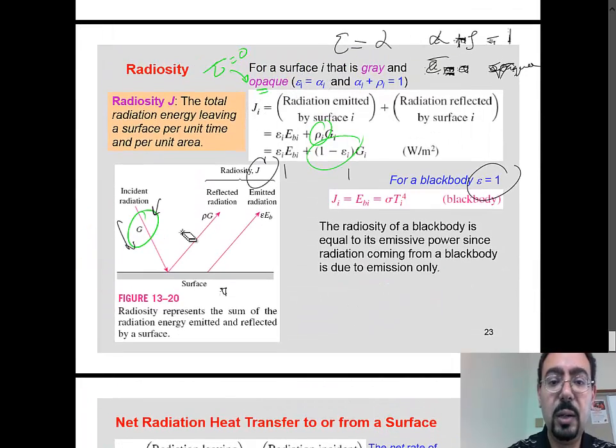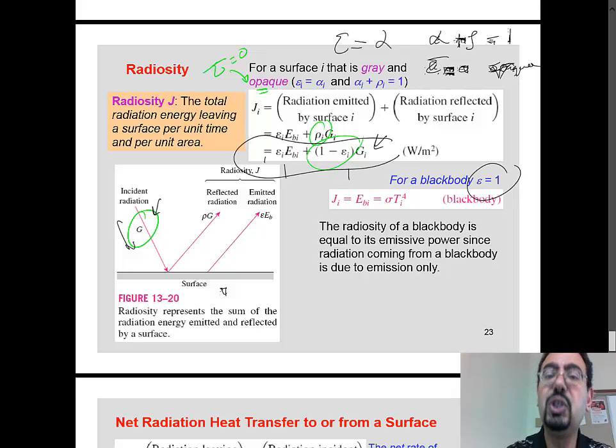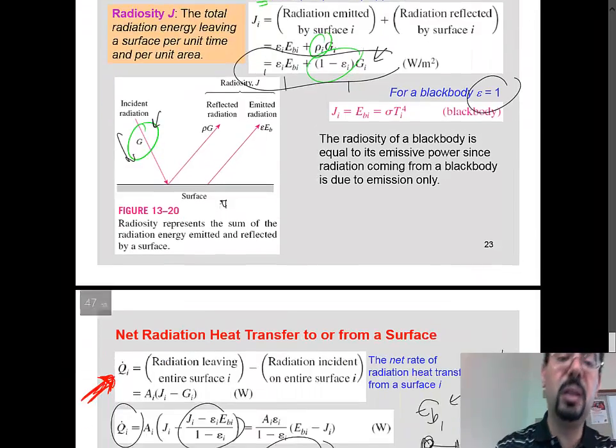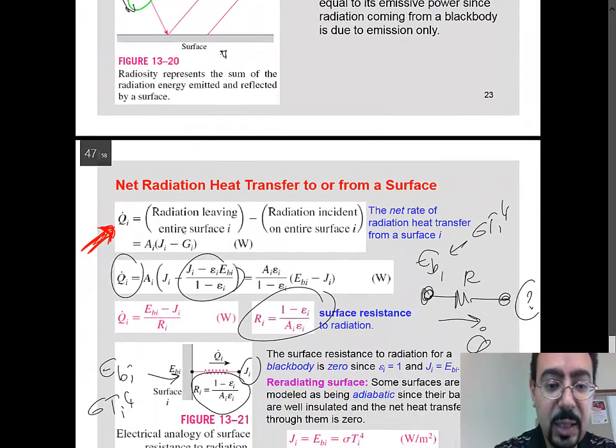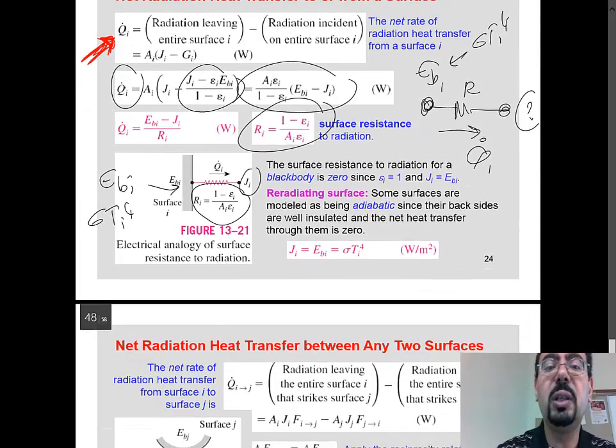If you look at here, GI, you can bring it from this equation: JI minus epsilon I EBI divided by 1 minus epsilon I. Basically, just put GI on one side, everything else on the other side, and you will get exactly this: GI is (JI minus epsilon I EBI) over (1 minus epsilon I). So again, Q is J minus G, and here is J and here is G. Now he just pulled things together, and that's the relation that we have.